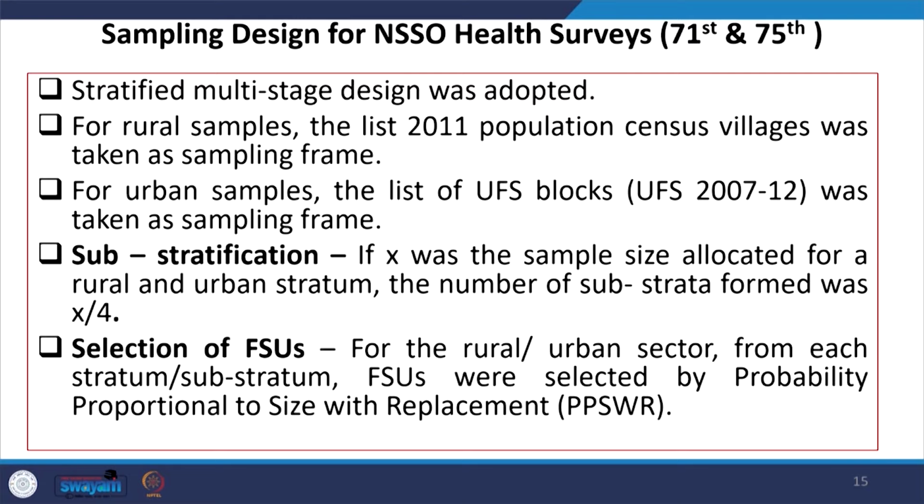Okay. So, now regarding soft stratification, a clarification we are trying to give: if X was the sample size allocated for rural and urban stratum, the number of soft strata formed was X by 4. Okay, X by 4. All right. Soft stratum was taken as X by 4.